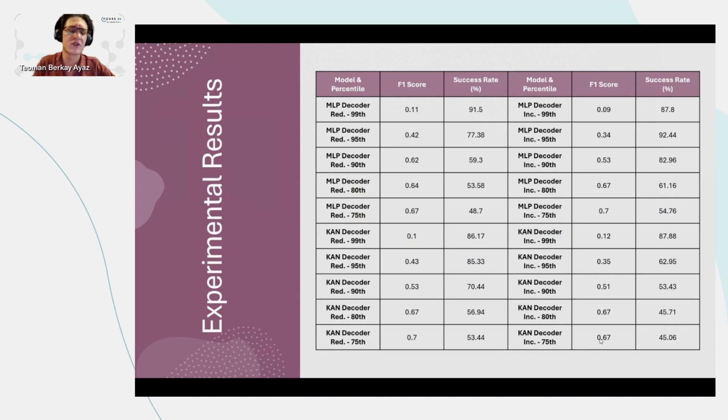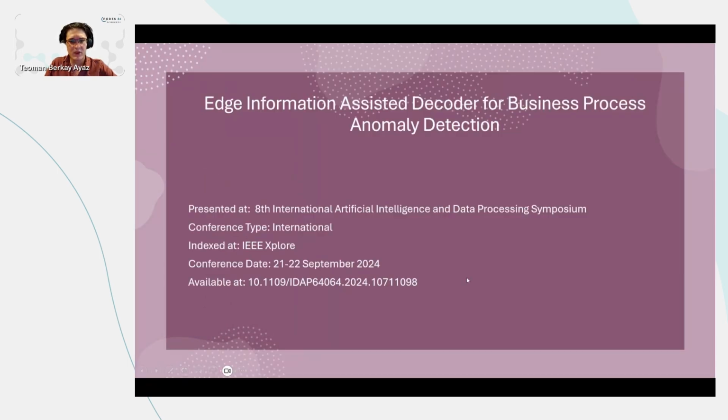So the experimental results show us that the KAN-based model outperforms its MLP counterpart at all given thresholds except the 99th percentile point.